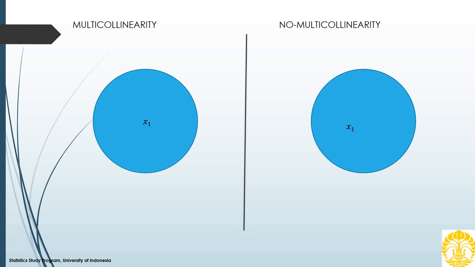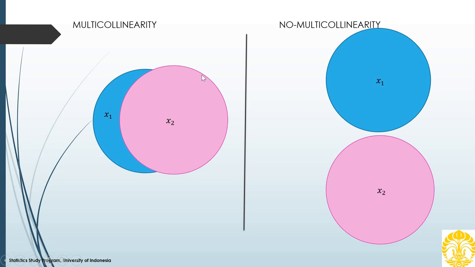But what about doing prediction? Let's see this illustration. Let's say that on the left side is the scenario when there is a multicollinearity problem. On the right side is when there is no multicollinearity. Let's say we have explanatory variables x1 and another explanatory variable, that is x2.